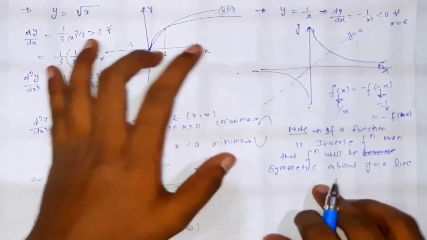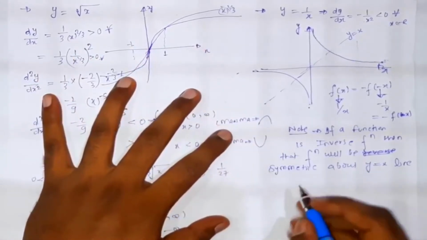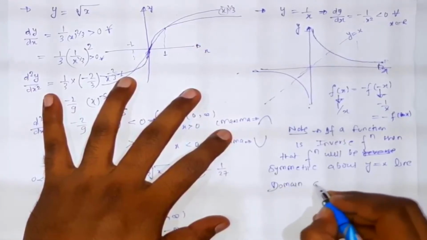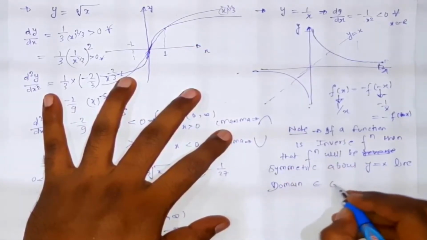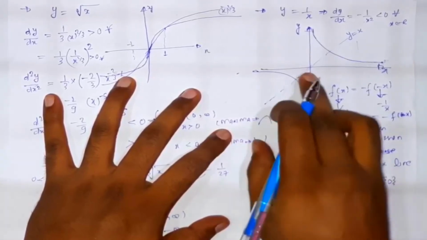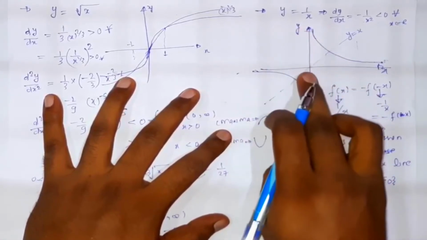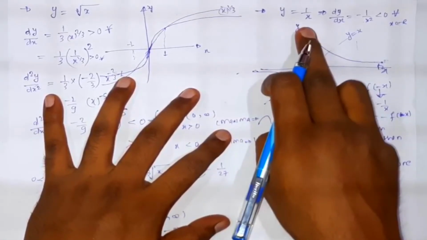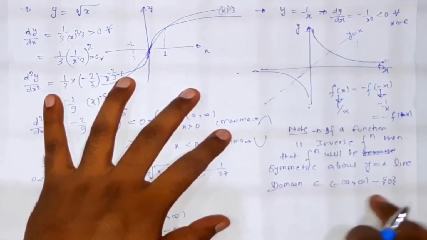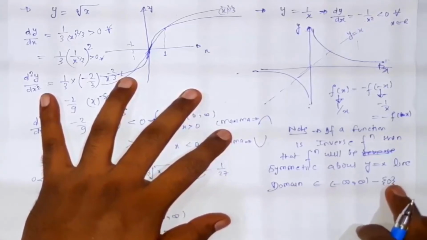Now we will try to calculate the domain of this function. Domain will be minus infinity to plus infinity except 0, because we can't enter 0: at x = 0, y is undefined. We can check that at x = 0, y is going to be infinite, so this is undefined. So to calculate the domain, we need to exclude x = 0.